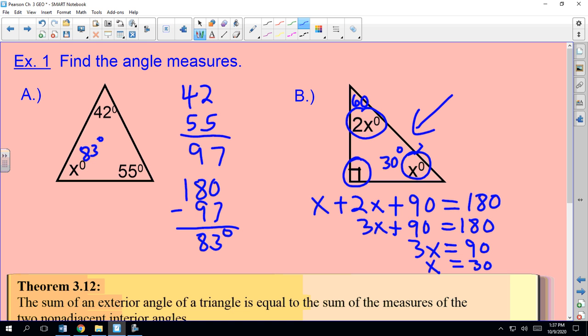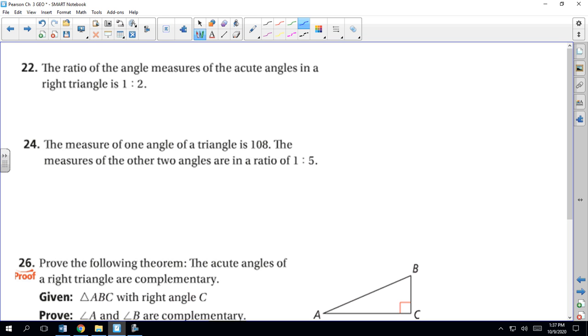So this picture would work perfect for this homework problem right here. We could draw a right triangle, and we'd have a 90 here, and we'd have a 1x here, and a 2x here, and then you can solve it from there. It's just like the problem we just did. What if the measure of one angle of a triangle is 108? So the measure of one angle is 108, so that gives me an obtuse triangle, so maybe something like this. So it's a 108 here. And then it says the measures of the other two angles are in a ratio of 1 to 5. So that would mean, this is a little deceiving, but that would mean that one of them is 1x and the other one is 5x. And the sum of those three expressions has to equal 180.